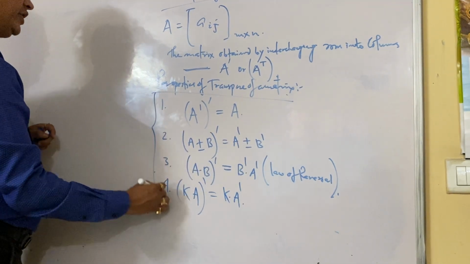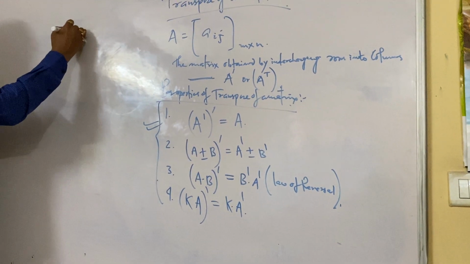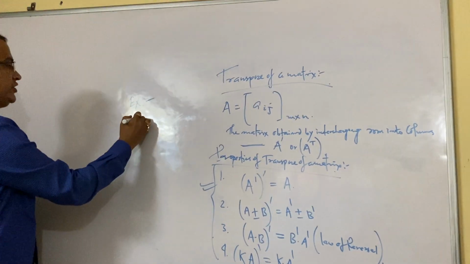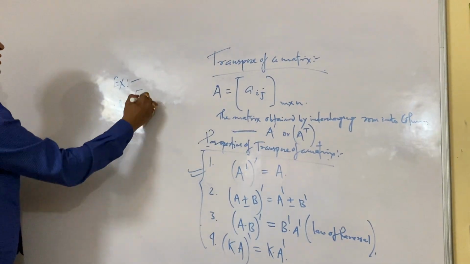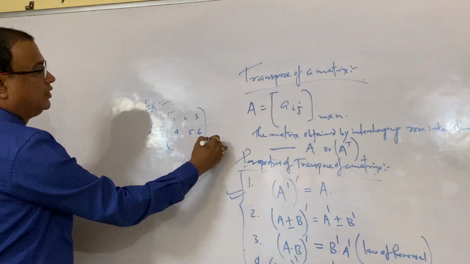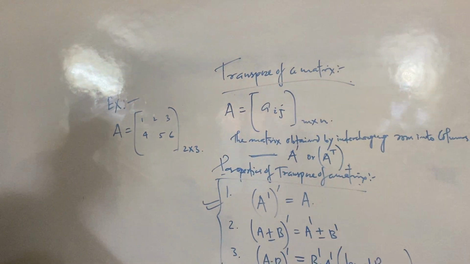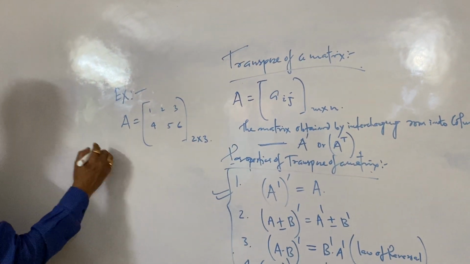So these are the four important properties we have on transposition of matrix. For example, one example you please try to understand. If A is a matrix, suppose 1, 2, 3, 4, 5, 6, and this is a 2 by 3 matrix. There are 2 rows and 3 columns. And the simple question is, find the transpose of this matrix.